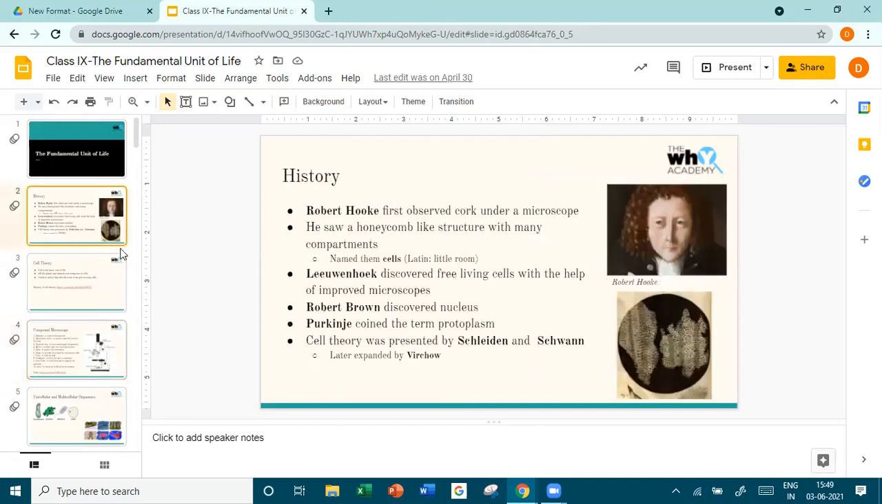Cell theory is there. So history, yes, they'll ask you a one marker question, which is who discovered the nucleus, who observed cells, right? First Robert Hooke, then who discovered the nucleus, Robert Brown, then who coined the term protoplasm, and cell theory was presented by, so these four people, one, two, three, four, right? Leeuwenhoek, I'm not really sure.